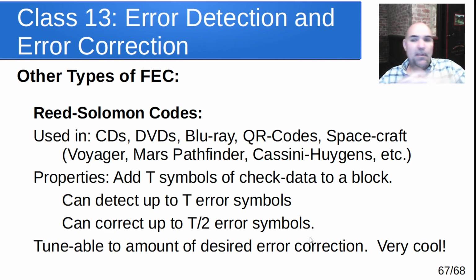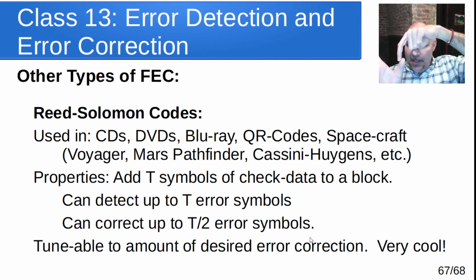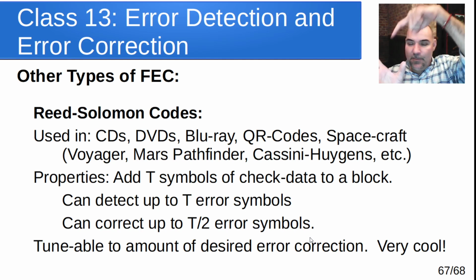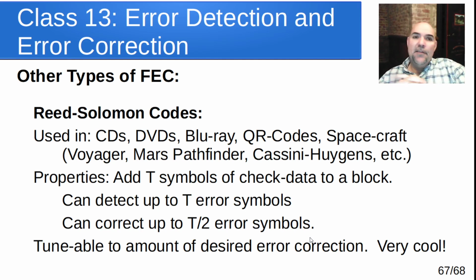So in other words, if you have a block of data, let's say 1K, so 1024 bytes, and you were to add to that a block of another 512 bytes, you could have up to half of that 1K block get totally destroyed, and you could still detect that there was an error in there. And you could actually have up to half of that block size, so half of 512, you could have up to 128 bits get destroyed, and you could fix them.